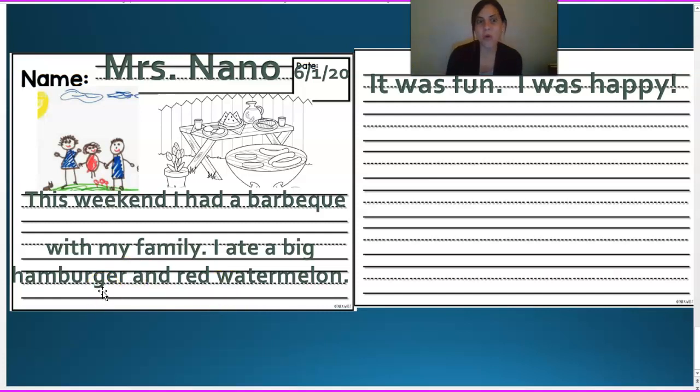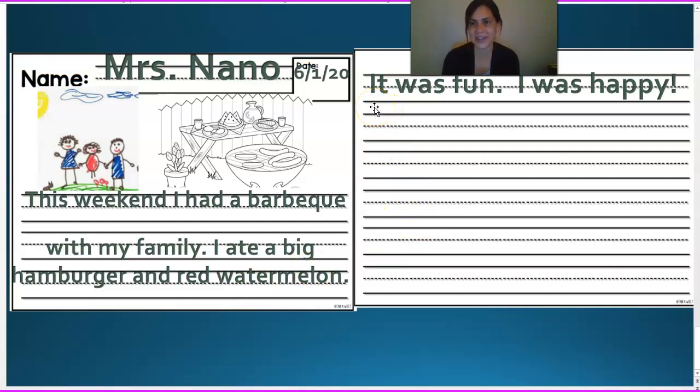I thought about my hamburger, right? And I thought about the size of it. So the word big describes the size of my hamburger. And I think it helps you make a better picture in your mind, right? So when you're thinking about my story, you can imagine Mrs. Nanowit with a big hamburger, right? And then I used the word red to describe my watermelon. So I thought about what color it was. And I think that it makes my story better. Instead of saying, I ate a hamburger and a watermelon, I use describing words to tell more.